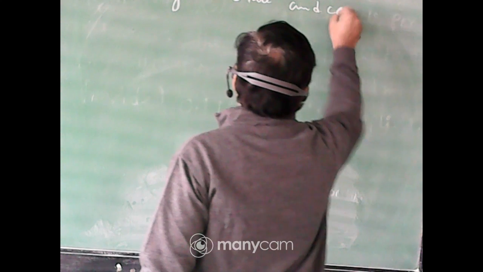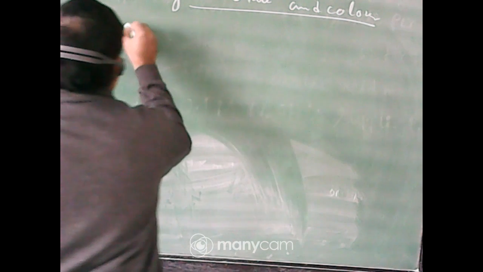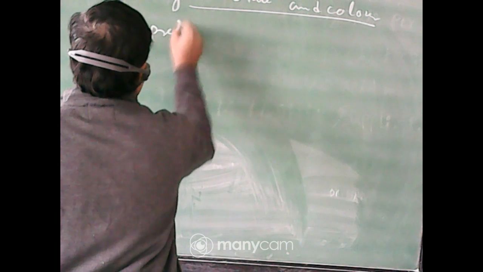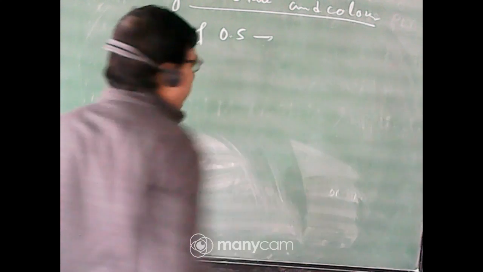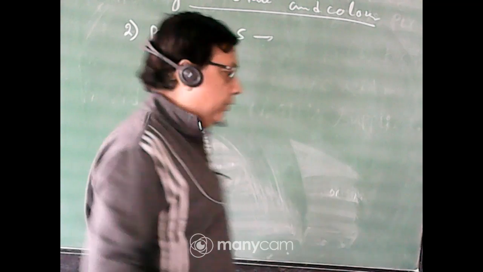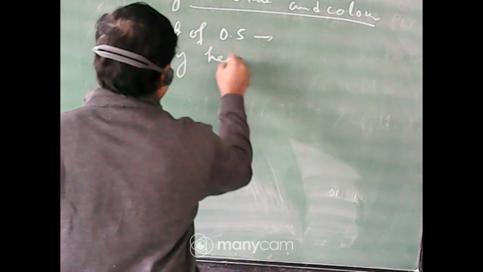Okay, first you write number 1, physical state and color. Write the physical state as white crystalline or white colored salt. Then you write preparation of OS: the given sample is soluble in distilled water. Then you write dry test, dry heating test.